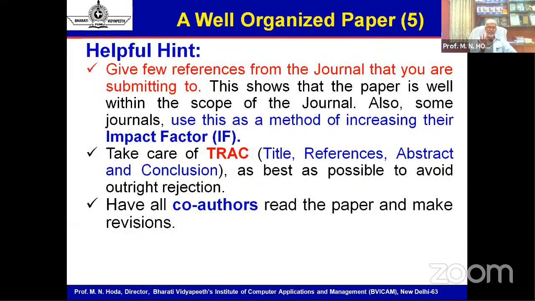Hints: very first, if you are writing a paper for journal X, you must go through the archive, meaning prior published papers in that journal, and find 5 to 10 papers from your own domain which have been published in that journal. And out of those 5 to 10 papers you have reviewed, you must refer to 2-3 papers in your own paper.